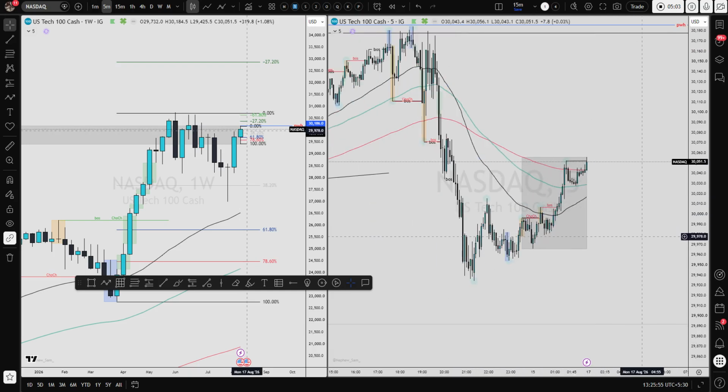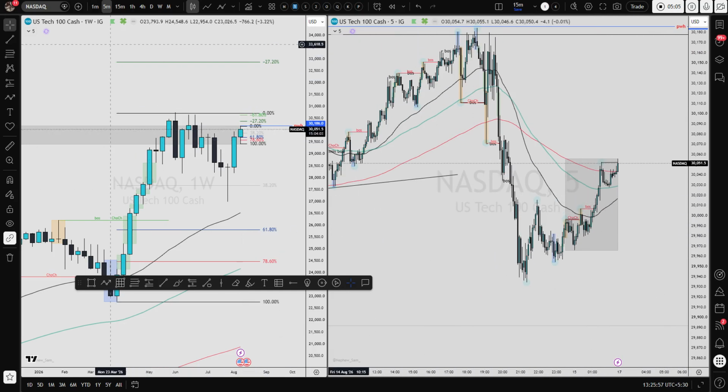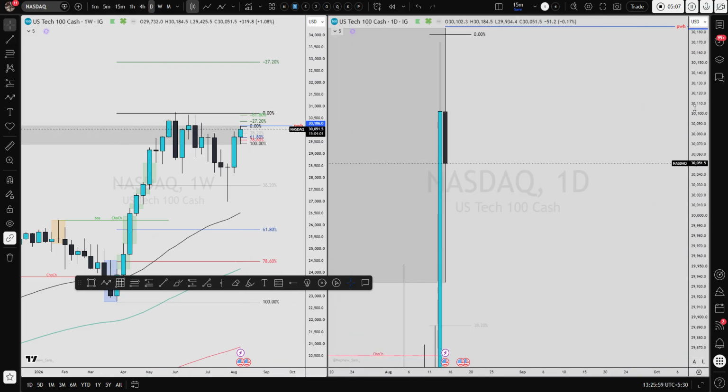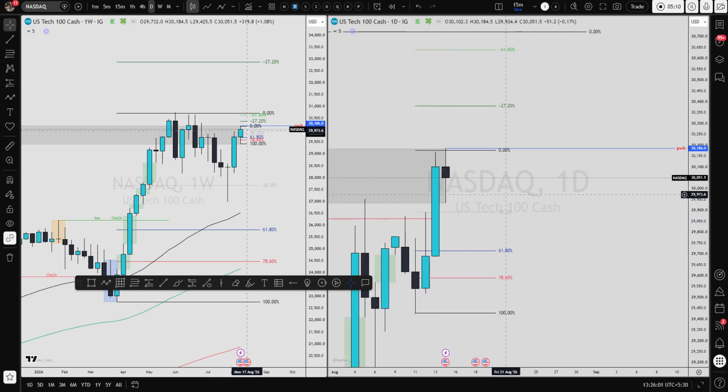So what I'm gonna look for in Nasdaq, basically, we are targeting for the previous weekly high, but at the same time, I'm just aware of the fact that it's possible that we're gonna create the previous daily low first.